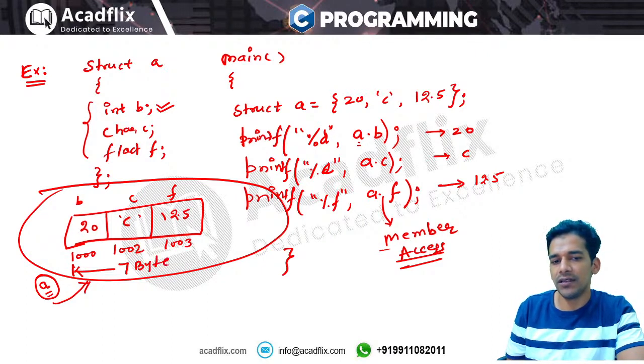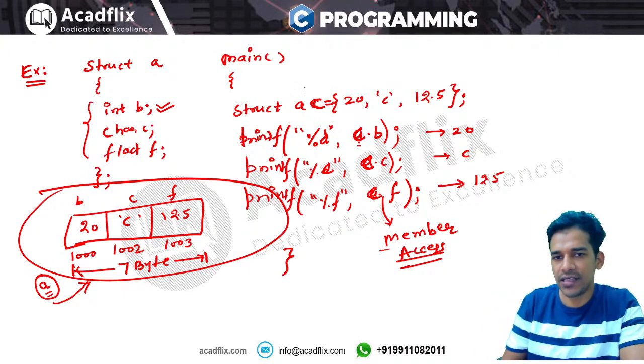That means this data type A in memory, if you declare any variable of type A, then it will take 7 bytes in the memory, right? So this is the name of the structure, and we have to declare a variable of this structure type. Let us say C. Then you will access c dot b, c dot c, c dot f, right?